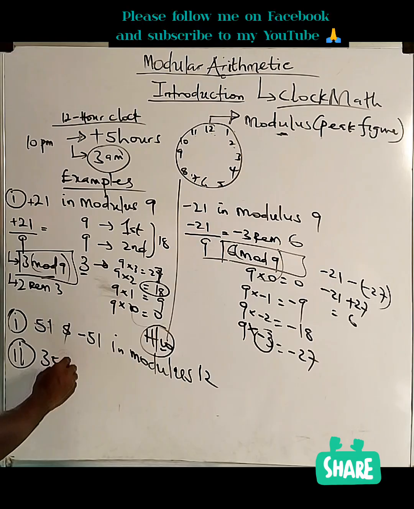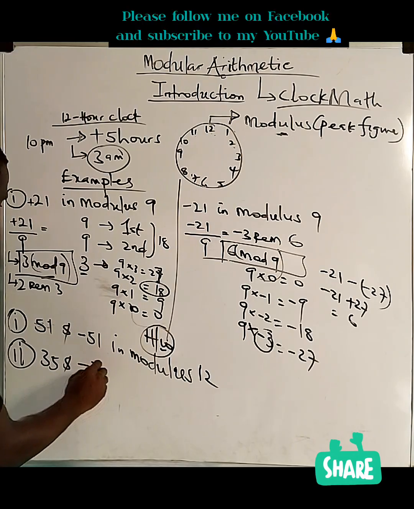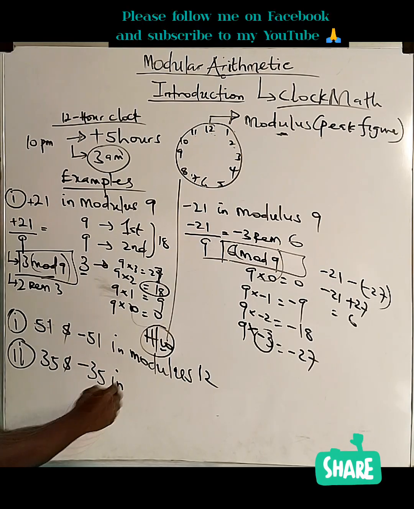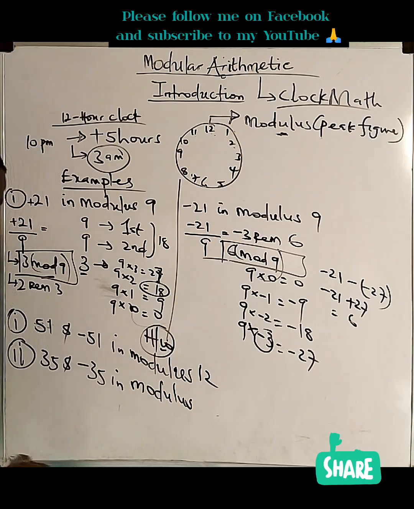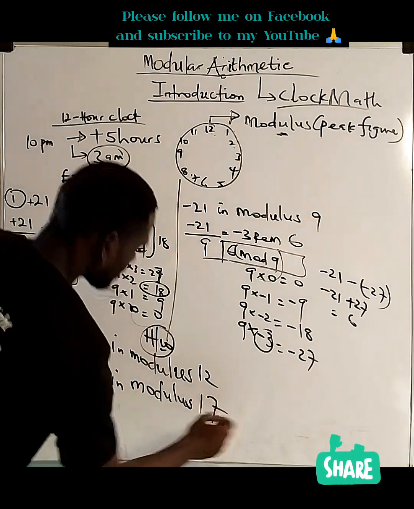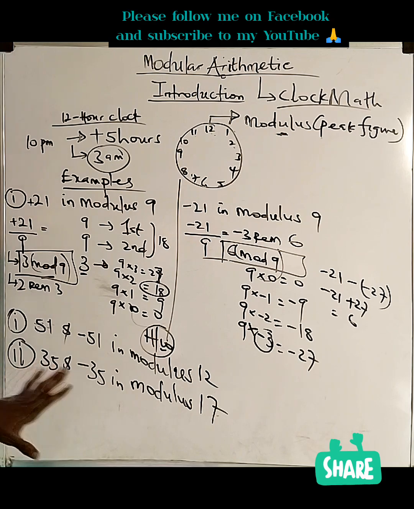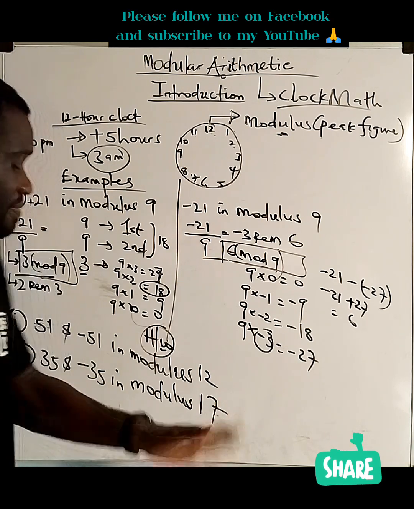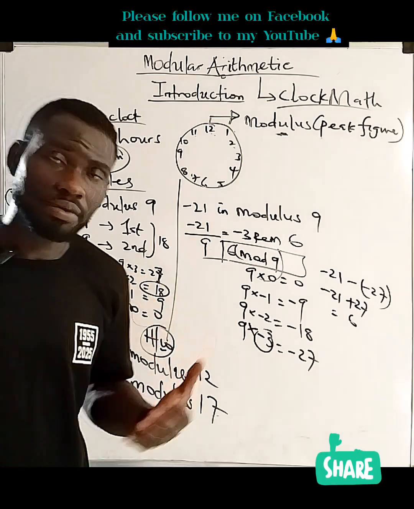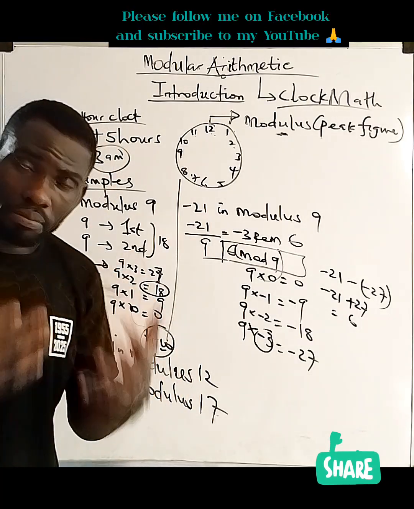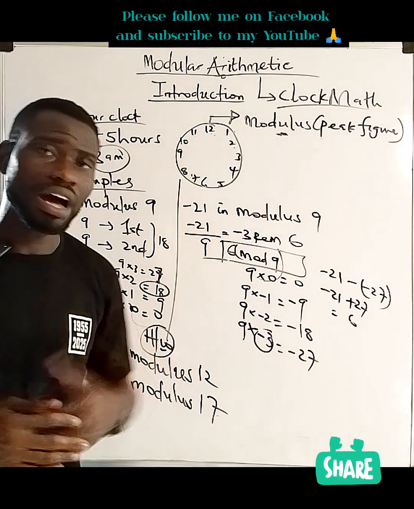The second question: 35 and minus 35 to be written in modulus 17. Those two major questions are very good. They will get us tested to see how much we've gotten. Don't forget, this is just an introduction. In the next set of lessons, we're going to be looking at the more complex part of modular arithmetic.